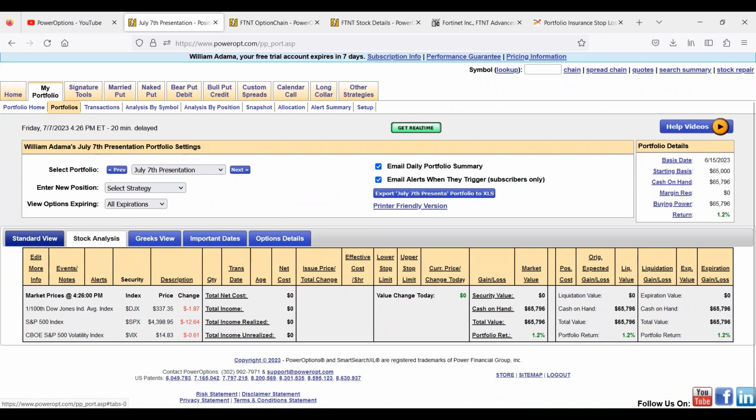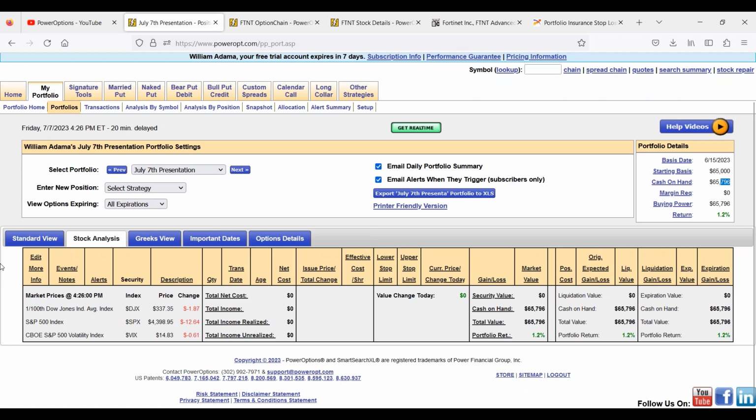Now what happened? Where did my position go? Well, I see that I have the return of 1.2% total. I now have a new cash on hand of $65,796. That reflects the profit, the 2.8% return on the Fortinet covered call position that was just assigned. But overall, that's only 1.2% of the total portfolio. Smaller position size, only 400 shares of the $70 stock, although that was about a third of the total portfolio value.